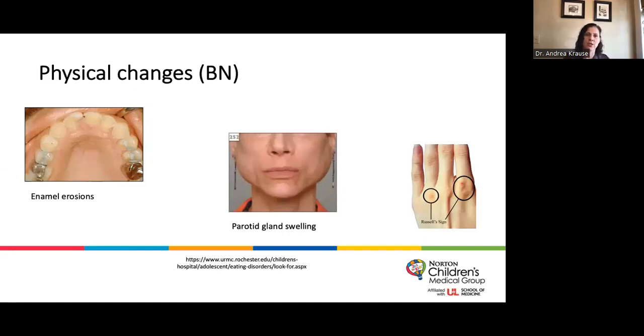And so some physical changes specific to bulimia, these enamel erosions, which is something that dentists everywhere know about. But even as a primary care provider, you can take a quick peek into the mouth and get a very good impression of what's going on. And again, with bulimia, the guilt and shame associated, the patient may not be as forthcoming about what behaviors are happening. The parotid gland swelling is very classic. And I actually see the parotid gland swelling more than I see the Russell sign, which is that sign of trying to induce purging. So something to keep in mind.